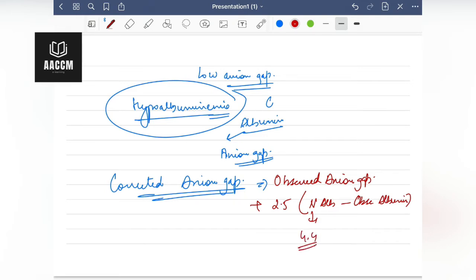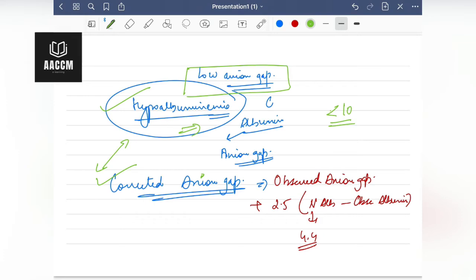So to remember this, once we have diagnosed that the patient has low anion gap metabolic acidosis, that is less than 10 in the anion gap, we have to see whether albumin is contributing to that picture or not. For that we have to calculate the corrected anion gap, and if the corrected anion gap comes out different from the calculated anion gap, then albumin is the culprit here.